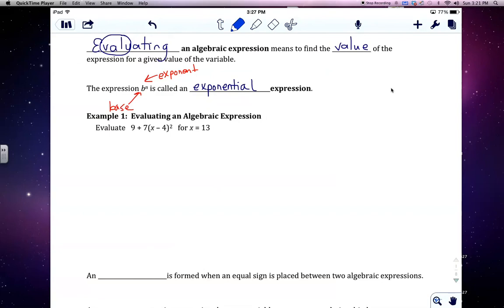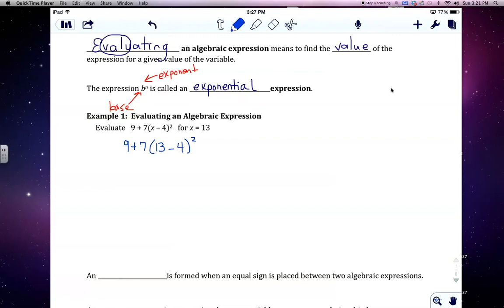So again, we're going to put a value in for the variable, and we're going to get a value back out for the expression. So here I have 9 plus 7 times the quantity x minus 4 to the second power, and we're going to let x equal 13. Let's rewrite this expression, and whenever we see x, we're going to put the value 13 in. So I now have that expression.